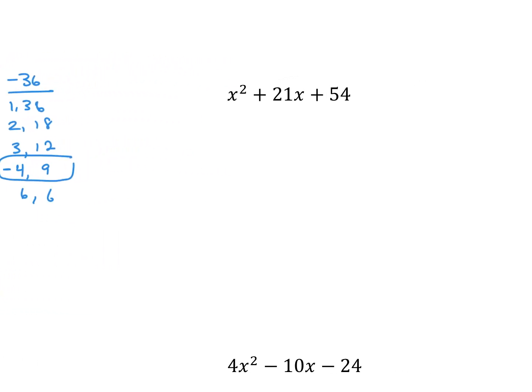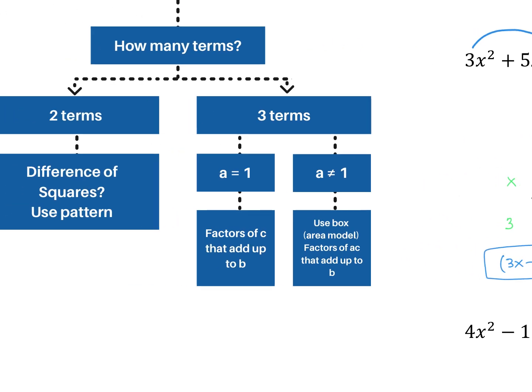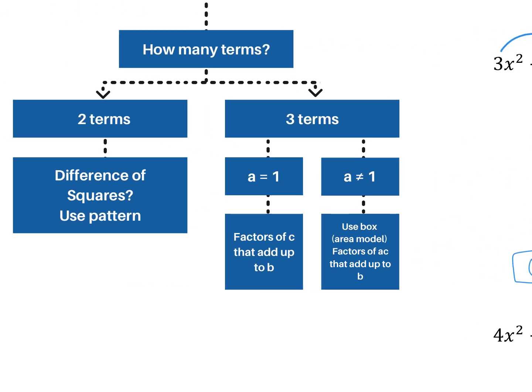All right, so next problem, we have x squared plus 21x minus 54. We're going to look for a GCF first. Remember, that's always the first thing. There is no GCF here, but we can even write it down so the teacher knows we thought about it. It's very impressive to do that. So then we have to ask ourselves, how many terms? Is it 2 terms or 3 terms? And that one was 3 terms. The a value was 1 because it was just an x squared, which means we're looking for factors of c that add up to b.